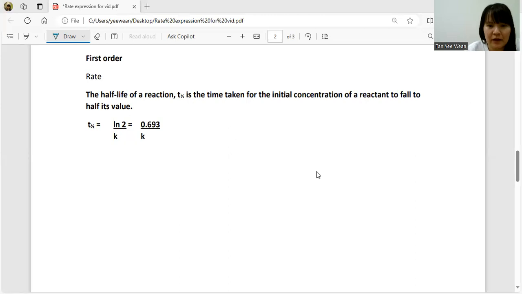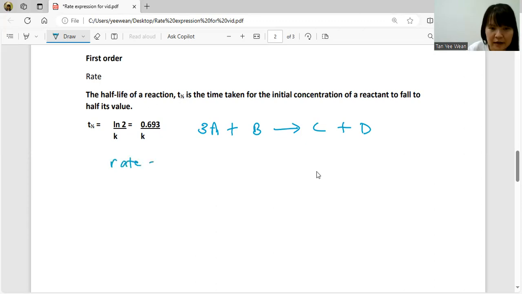Okay, now an example of a first order reaction. So A plus B gives C plus D. I'm just going to put some random numbers here. Okay, and rate equals k[A][B] squared here. Just to vary my examples.